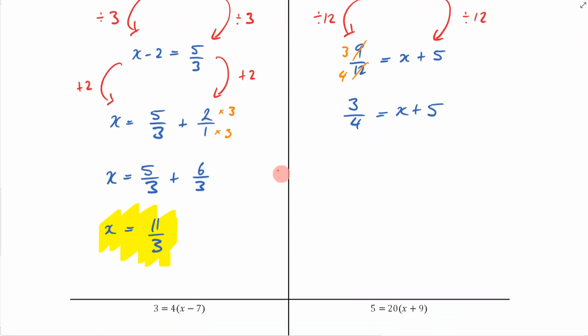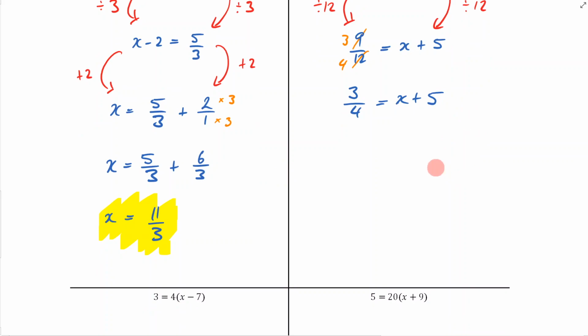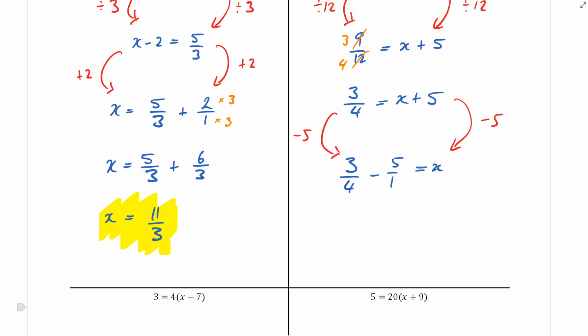Now the next thing I need to do is get rid of this 5. I'm going to minus 5 here, and this is where we have to be careful. It's 3 on 4 minus 5 is equal to x. Again, we realize that 5 is the same as 5 on 1, and then we get common denominators by timesing this by 4 and 4. So I'm going to end up with 3 on 4 minus 20 on 4 is equal to x. Then 3 minus 20 is negative 17 on 4 is equal to x, and that is my answer there.